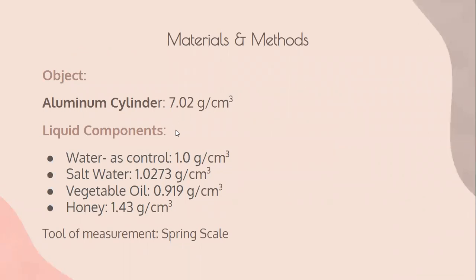For our materials, we will be using an aluminum cylinder as our known object, so we won't be changing the object we're using, and that density is given. And for the liquid components, we'll have water as a control variable, and then three variables that we will be more closely examining for their differences. Although these densities are somewhat similar, we're going to see how they do differ in the resulting buoyancy force on the object. And the tool of measurement we will be using for this experiment is a spring scale.